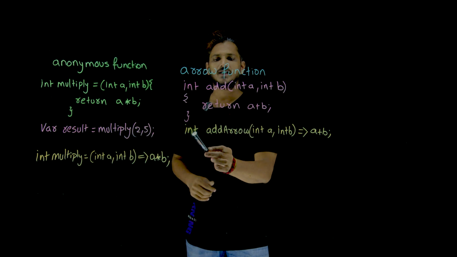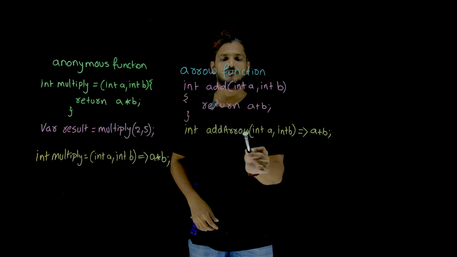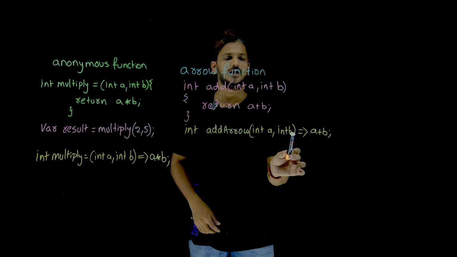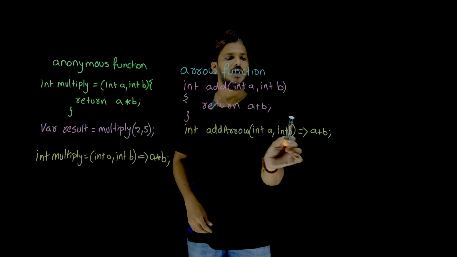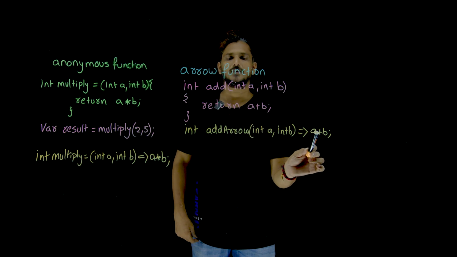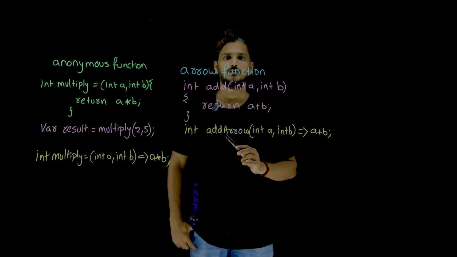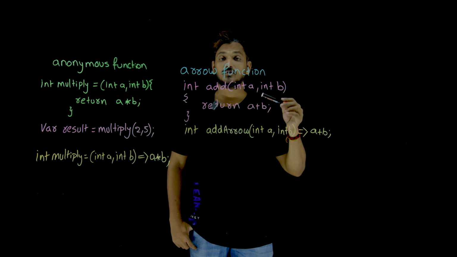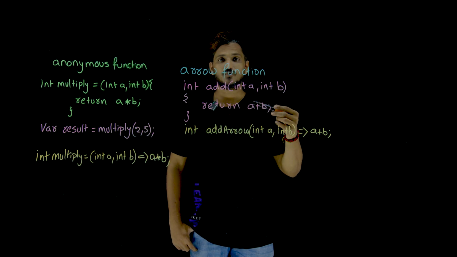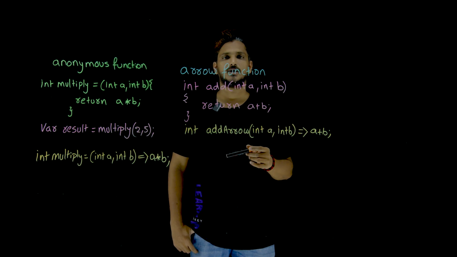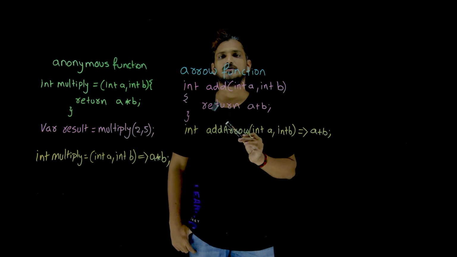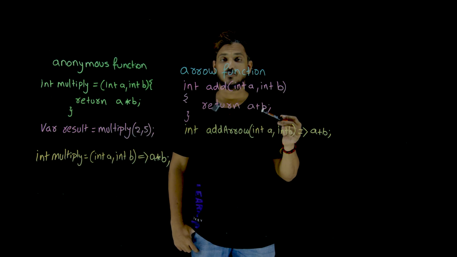Coming to the syntax: int add, arrow, where add is the function name, then int a, int b. Instead of writing open brackets, closed brackets, and a return statement, you can directly write the expression. It is going to return the value. Most of the time we use arrow functions when developing Android applications. This is very important to understand. So single expressions can be returned by using arrow functions.